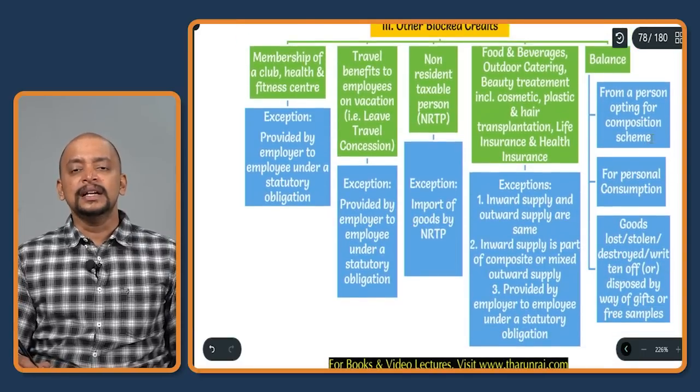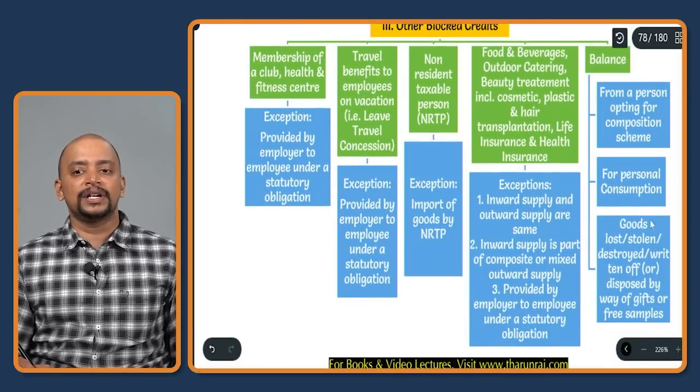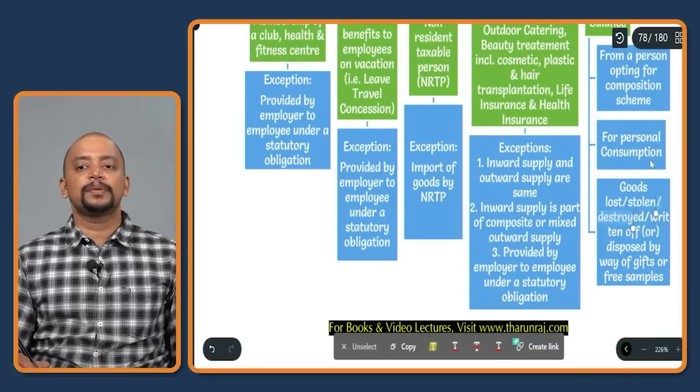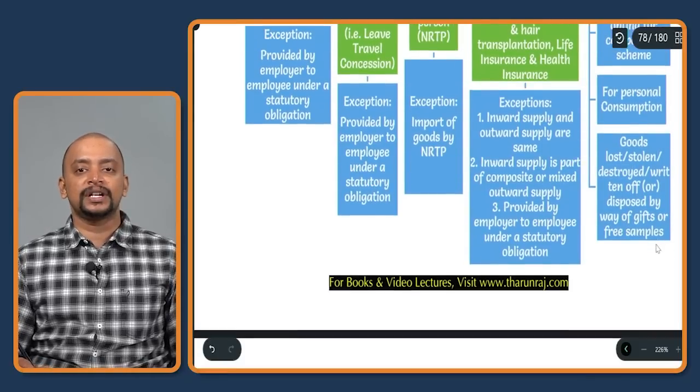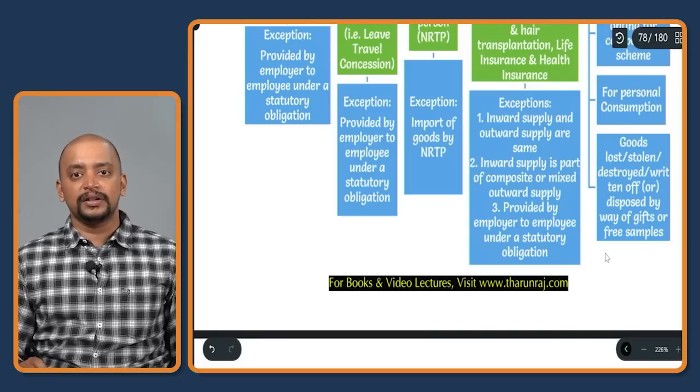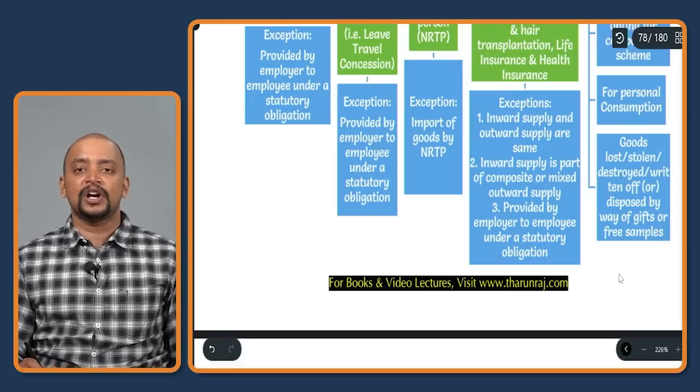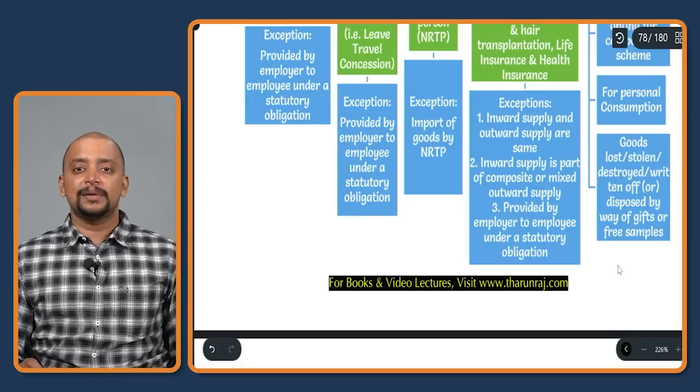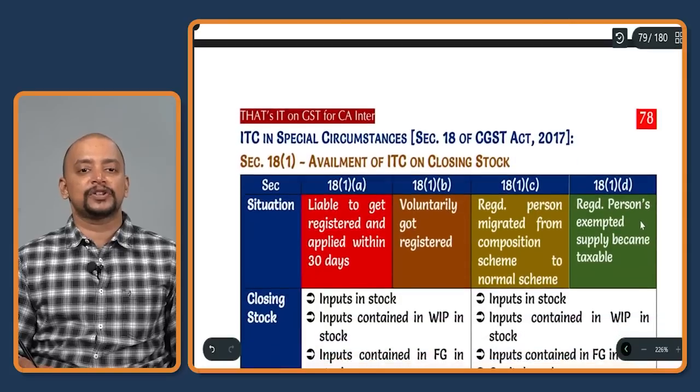Then other cases, suppose if we are purchasing from a person opting for composition scheme, it's a blocked credit. If we are purchasing something which is for personal consumption, then also it is blocked credit. If goods are lost, stolen, destroyed, written off, or disposed of by way of gifts or free samples, then it is also blocked credit. But for this one exception we already discussed, if those gifts or free samples become supply, then we can take ITC with respect to this.